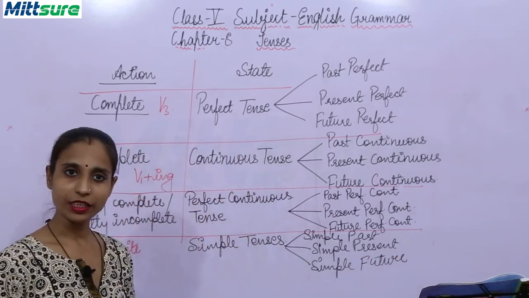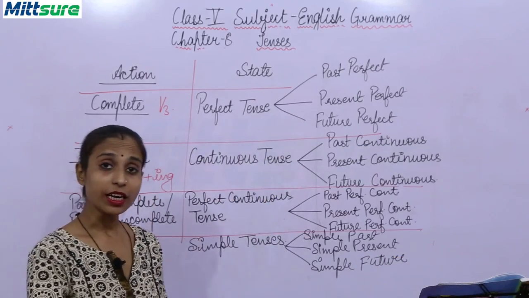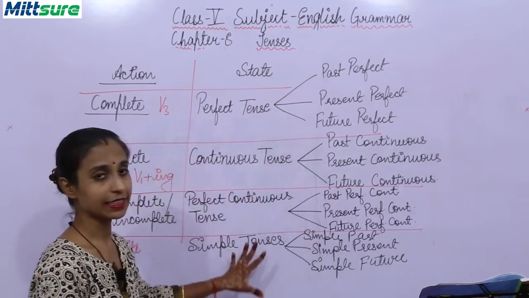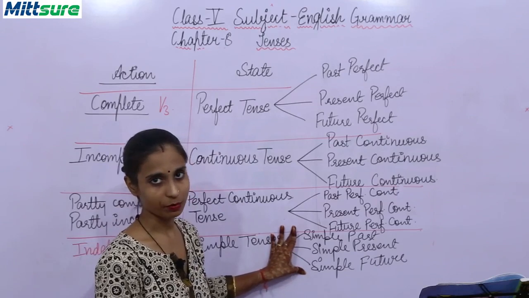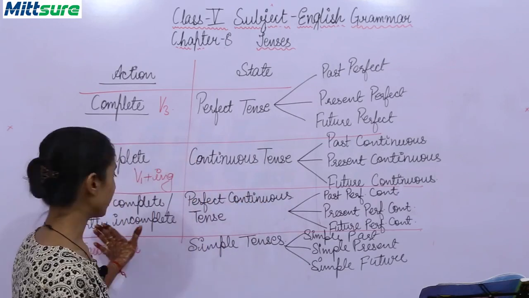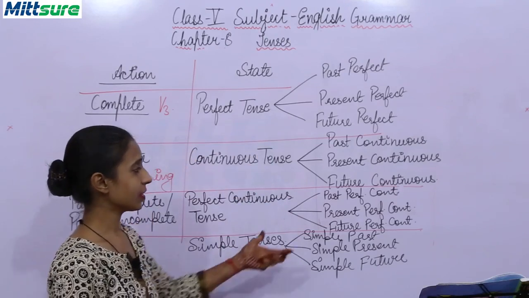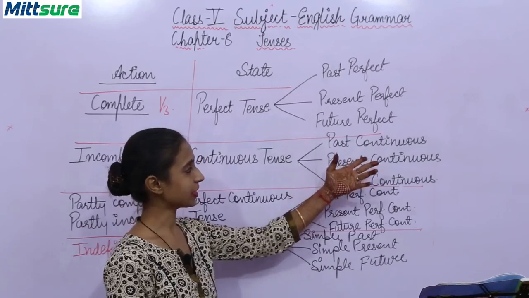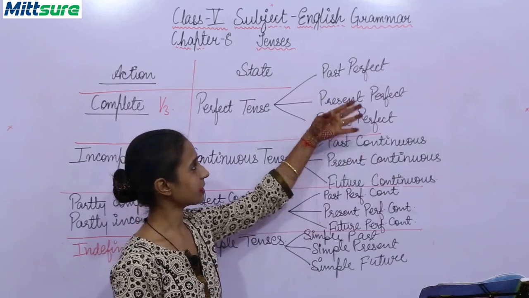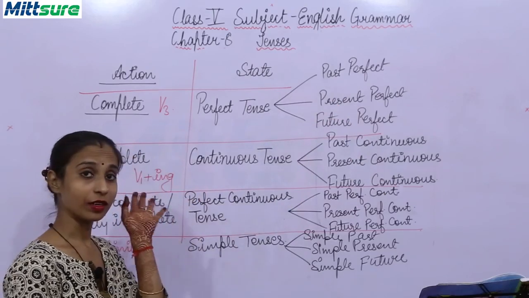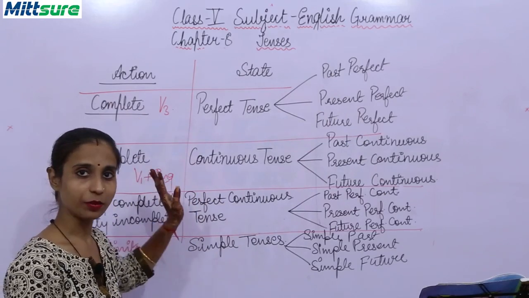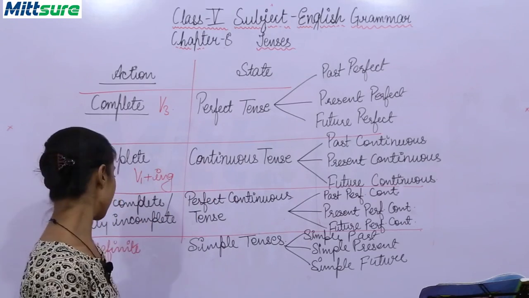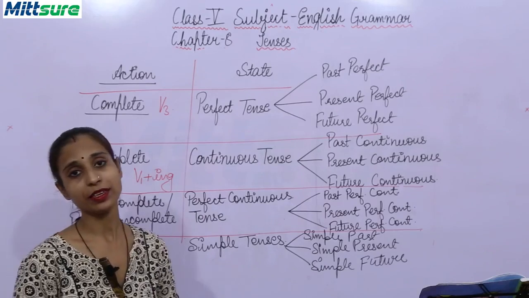So, I hope today you understood how many tenses we are going to learn in the upcoming sessions. We are going to learn about 12 different tenses. First, simple present, simple past, simple future. Then present perfect continuous, past perfect continuous, future perfect continuous. Then present continuous, past continuous, future continuous. Then present perfect, past perfect, and future perfect. Remember, task is complete, perfect. Task is incomplete, continuous. Partially complete, partially incomplete, perfect continuous tense. And then indefinite time, we are talking about simple tenses.